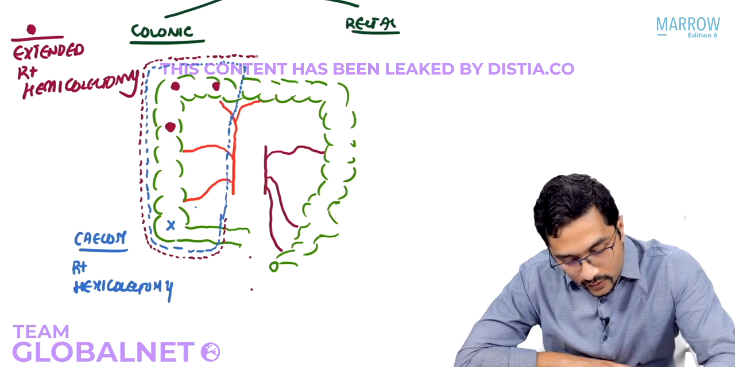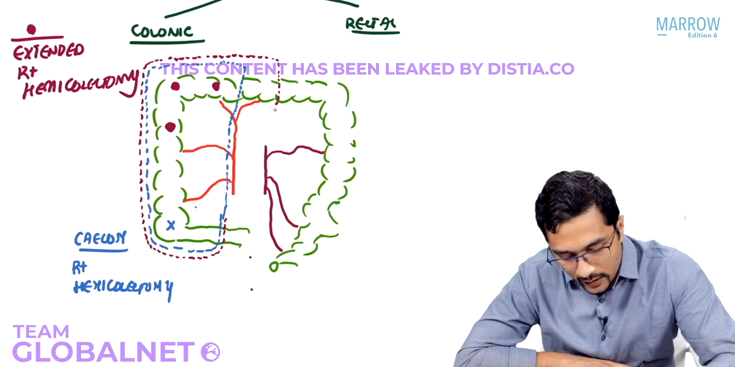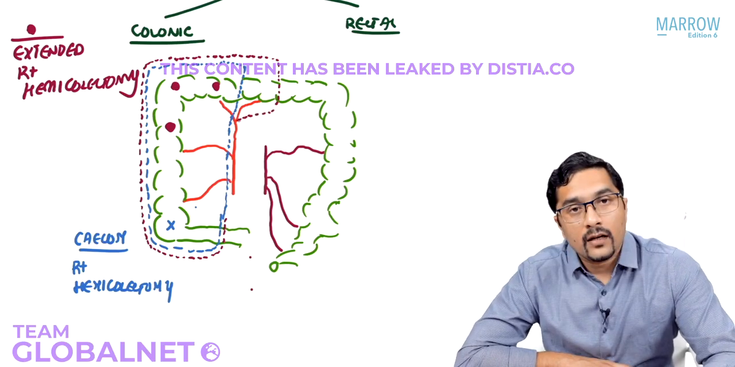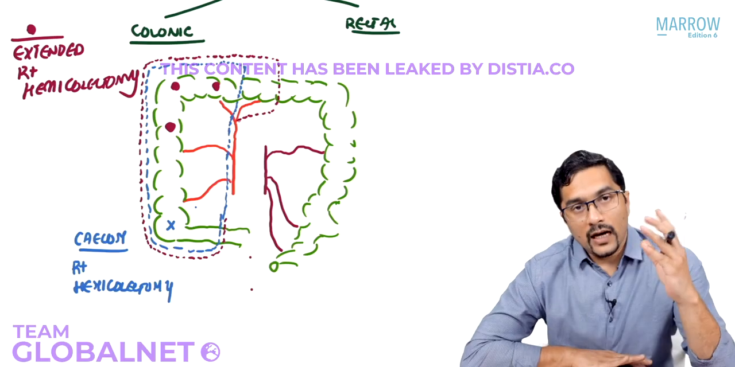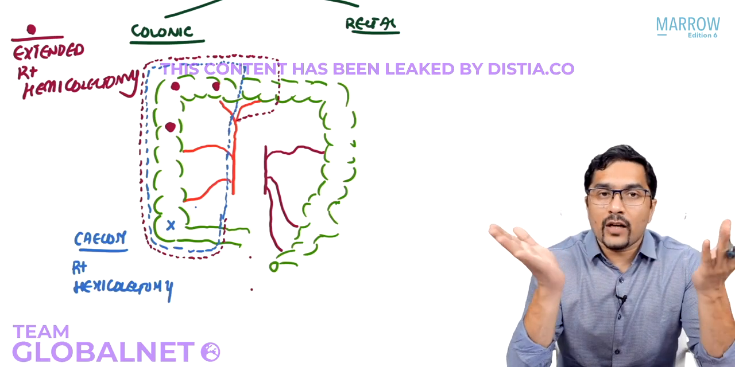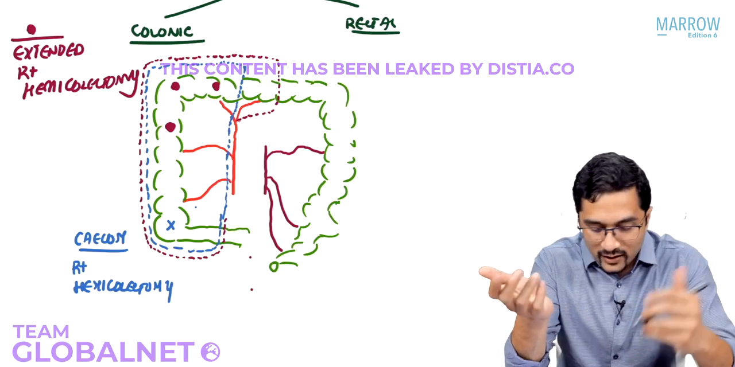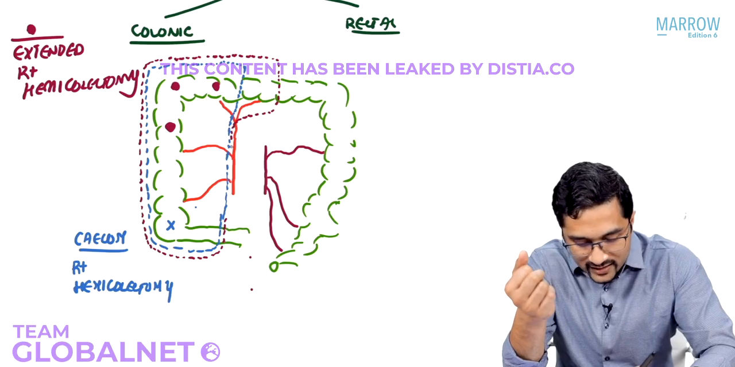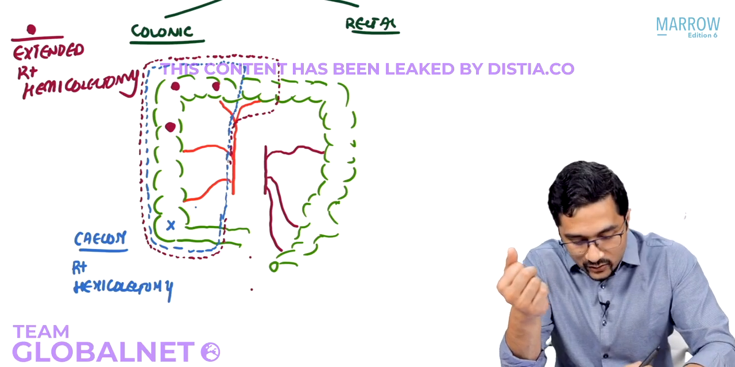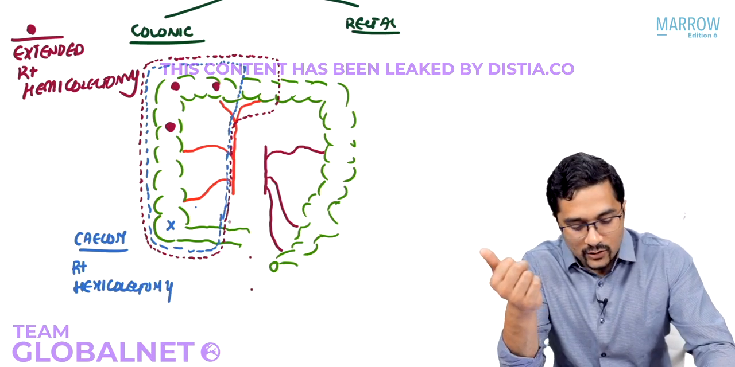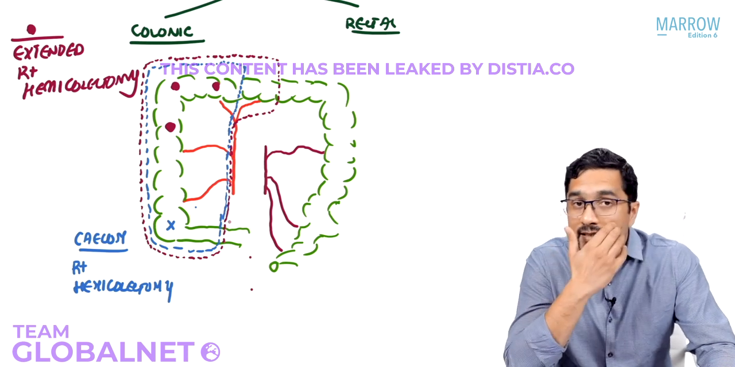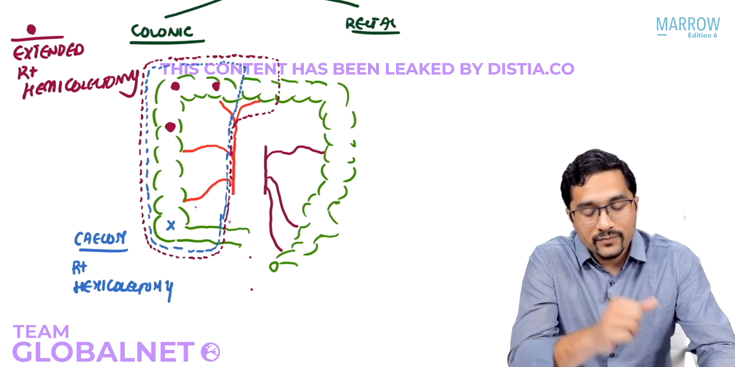I am going to go beyond the left branch of the middle colic artery. Right? So now I'm ligating both right and left, so I might as well ligate the middle colic artery. So I ligate the middle colic artery, I ligate the right colic artery, and I ligate the ileocolic artery. This is extended right hemicolectomy.